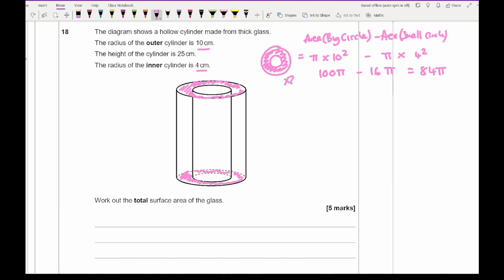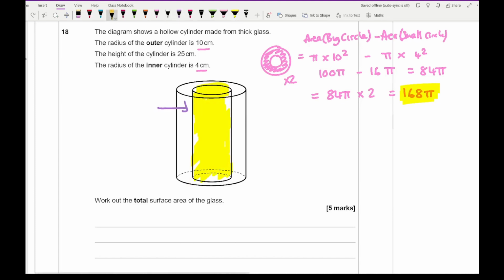Now we've got 2 of these, so it's going to be 84 pi times 2, which is going to be 168 pi. And I'm just going to highlight that. The next thing for me to work out is the inner tube. So let me just get rid of all of that to begin with. What I need to work out is what the inside of this is going to be. Now that's going to be a cylinder, which when you break it down is a rectangle.